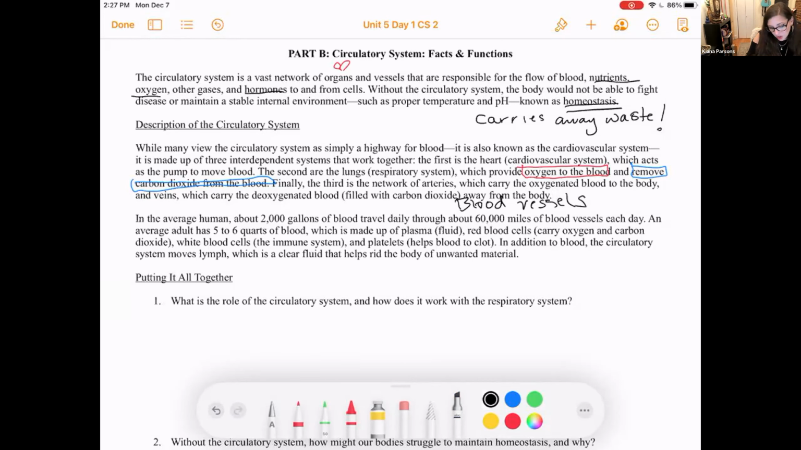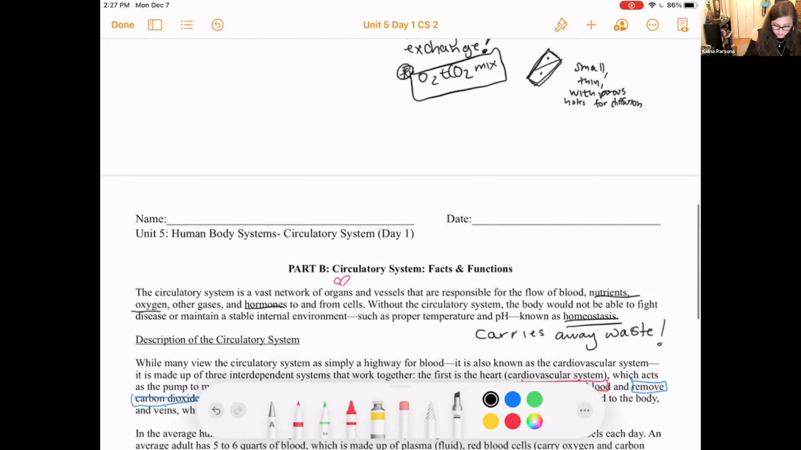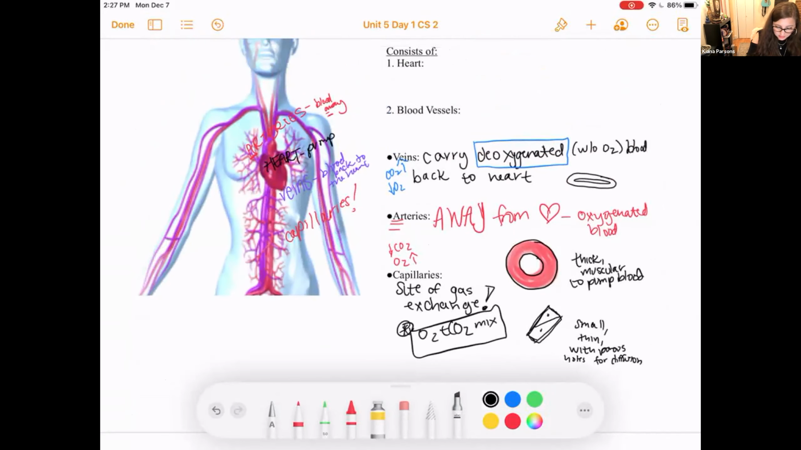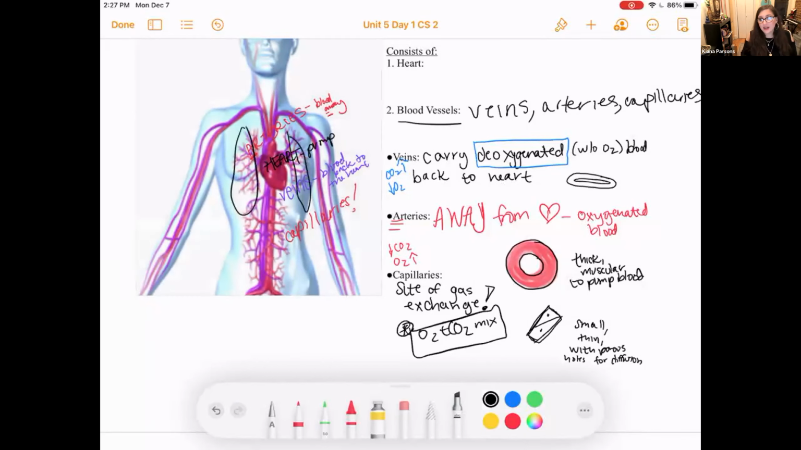So blood vessels include the veins, right? These are blood vessels. So that's veins, arteries, capillaries. So these are the two primary parts of the circulatory system, the heart and blood vessels. And then the third part that is also very important is your respiratory system. And looking at this diagram, right? That's because your lungs are literally right there on either side of your heart.